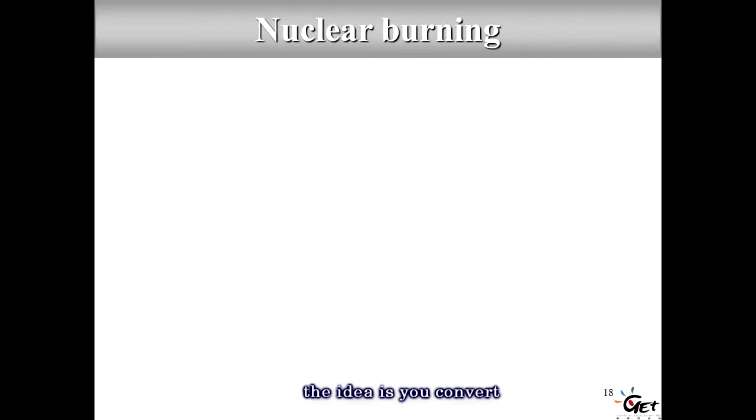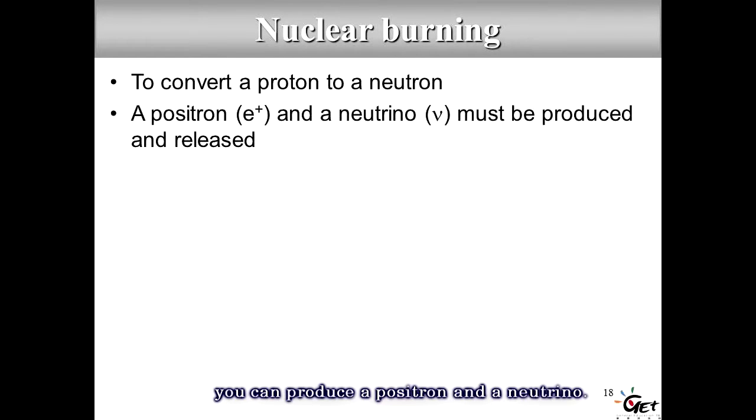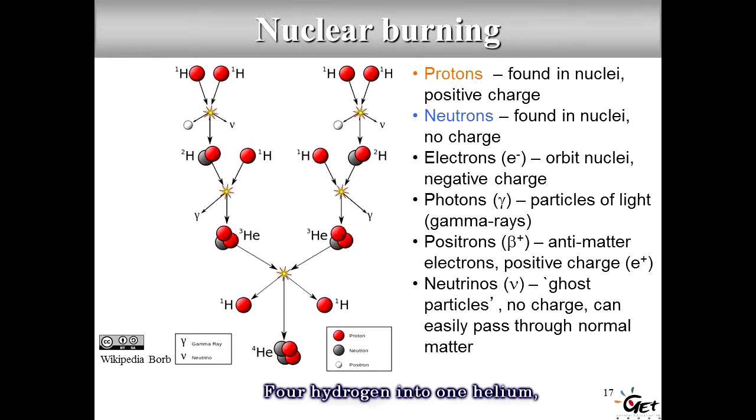So the idea is you convert a proton into a neutron first. This is called radioactivity. And in that case, when it happens, you produce a positron and a neutrino. So the idea is you turn 4 hydrogen nuclei into 1 helium nucleus. Okay, let's go back here. 4 hydrogen into 1 helium. That's the idea. That's the base of it.